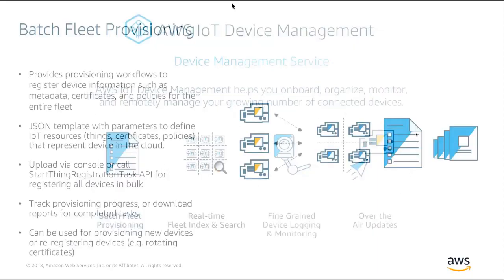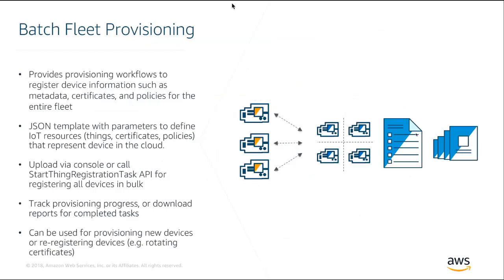With batch fleet provisioning, what we heard from customers is that they would go through this manufacturing process and they would want to deploy 100,000 devices that have been provisioned completely offline. And they had a manifest of all of this data that was already created based on this manufacturing process. And they wanted a really quick way to get all of this device information into the device registry in AWS IoT Core.